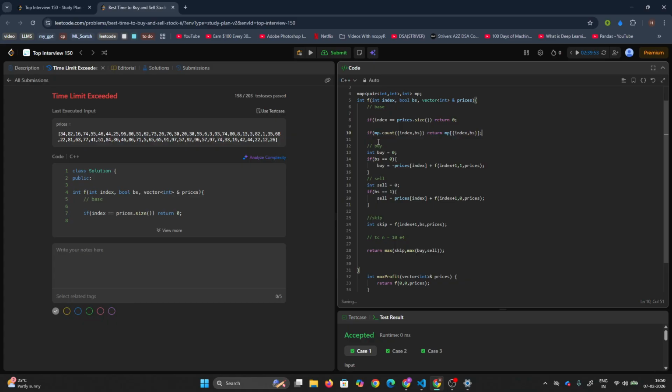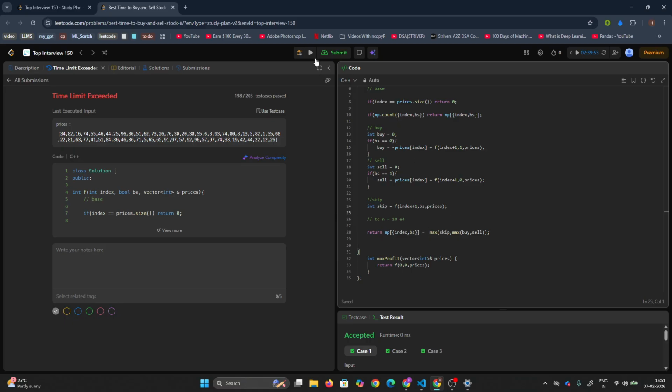And this one is for returning if you already found it, and this one for saving the value, because this return will return the function value at every point. So we need to store it in order to check whether we have it or not. So mp of index comma vs. Basically what this is telling is, if we only have the array till this index and at the last position we have decided to buy, what would be the maximum profit that we would be able to make?